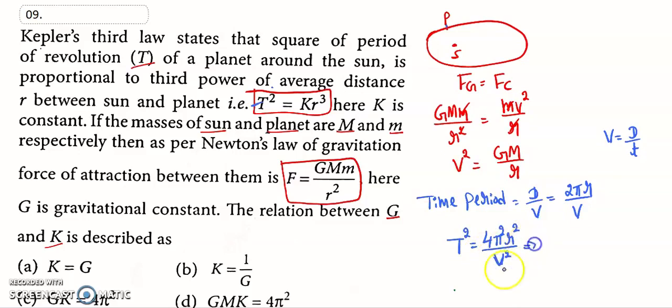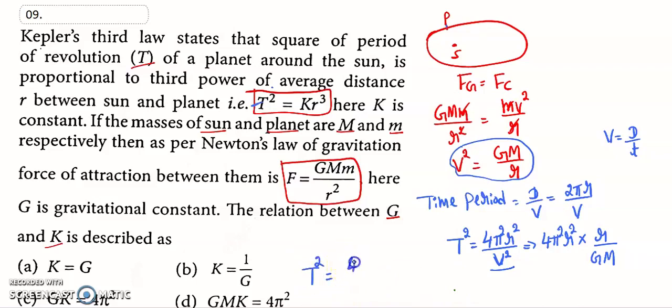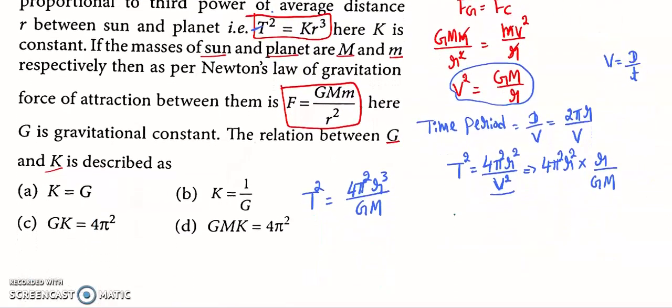Now you have to put in the value of v, so substitute the v value. T square equals 4 pi square r square into, since v square is GM divided by r, r divided by GM. So T square equals 4 pi square r cube divided by capital GM. This is T square, compared with k r cube. Now you have to put the values.